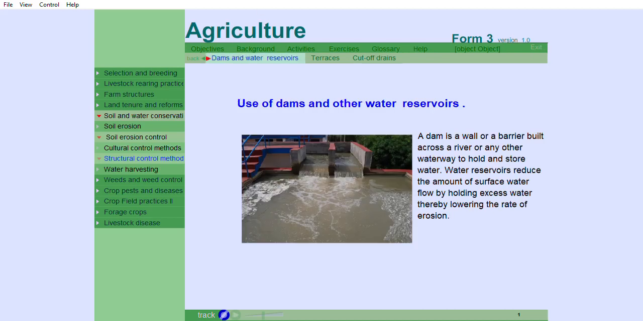Use of dams and other water reservoirs. A dam is a wall or a barrier built across a river or any other waterway to hold and store water. Water reservoirs reduce the amount of surface water flow by holding excess water, thereby lowering the rate of erosion.